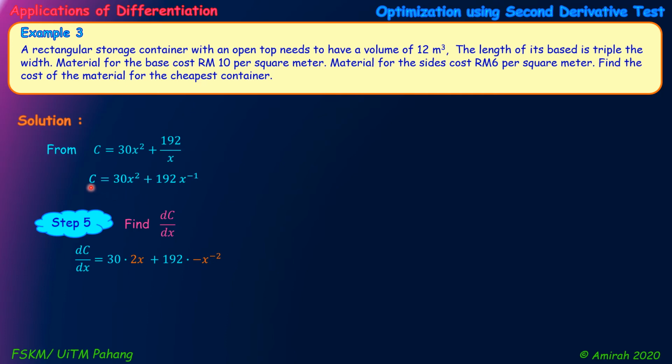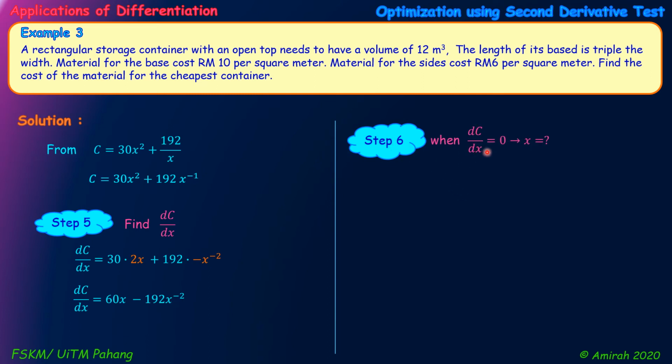When we differentiate, we get dc over dx equals, we have constant 30 here, and then we differentiate x squared using the power rule, so we get 2x. Plus, we still have constant 192, then we differentiate x to the power of negative 1 using the power rule, so we get negative x to the power of negative 2. Then we simplify, so we get dc over dx equals 60x minus 192x to the power of negative 2. Then we continue with step 6.